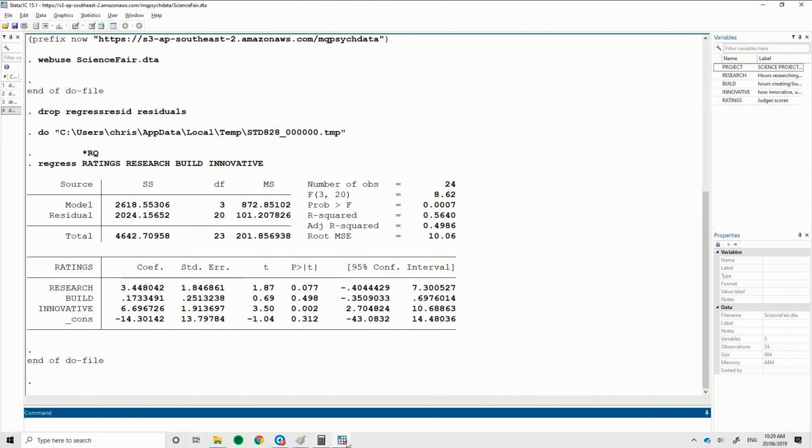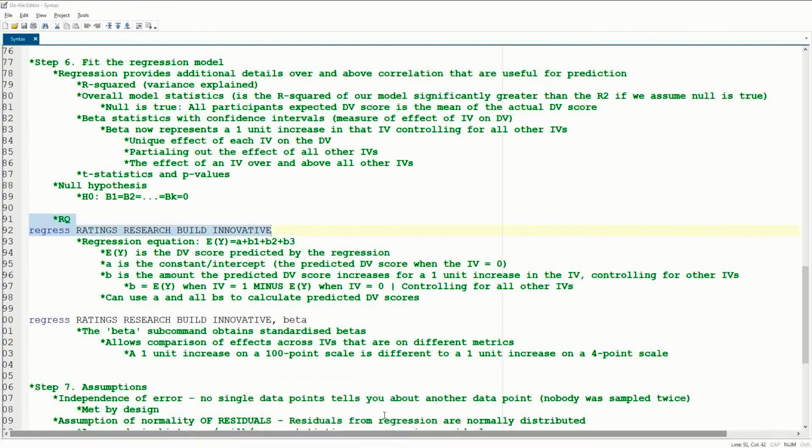Okay, now following this, there is another approach that I mentioned, another thing that we can do. And I will come back to the regression equation in a minute. I haven't forgotten that, we will come back. I can use the beta subcommand. Now what the beta subcommand is going to do is it gets standardized betas. So effectively what this means is that all of my betas will be on the same scale.